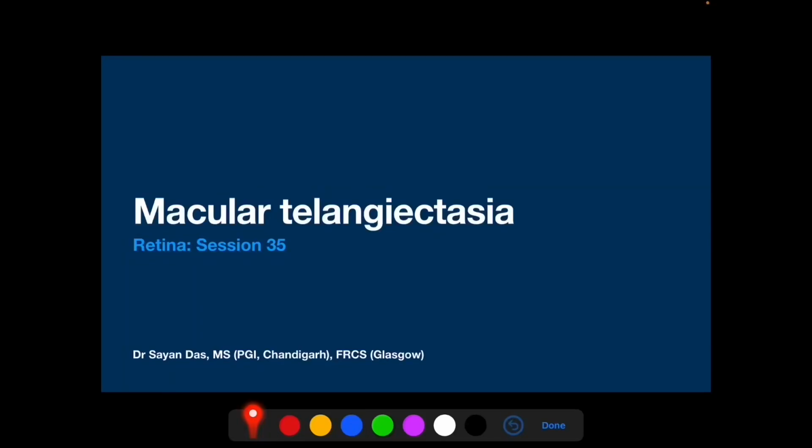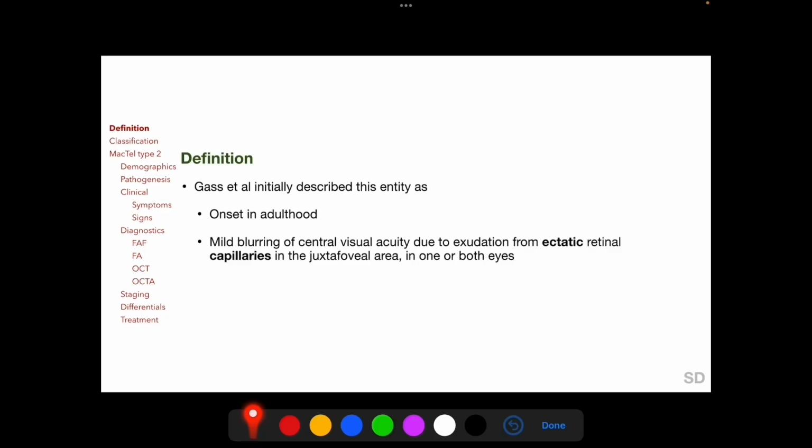Welcome. In this session, we'll be discussing macular telangiectasia. Macular telangiectasia was initially described as an entity with an onset in adulthood and presenting with mild blurring of central visual acuity due to exudation from ectatic retinal capillaries in the juxtafoveal area in one or both eyes.